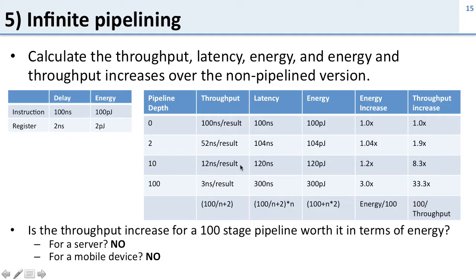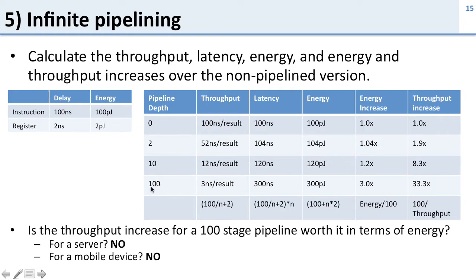So if our pipeline is full, we get one result out every 12 nanoseconds. However, each instruction takes a long time to go through. It has to go through 10 pipeline stages, just 10 of these are 100 nanoseconds, plus 10 pipeline registers, so another 20 nanoseconds here. So now our latency for each instruction has increased. Our energy is also increased.